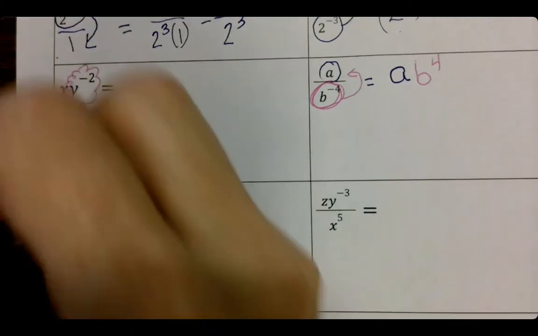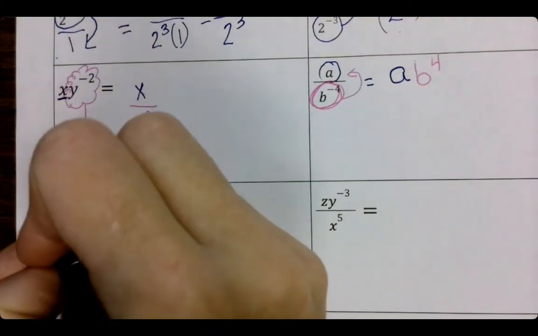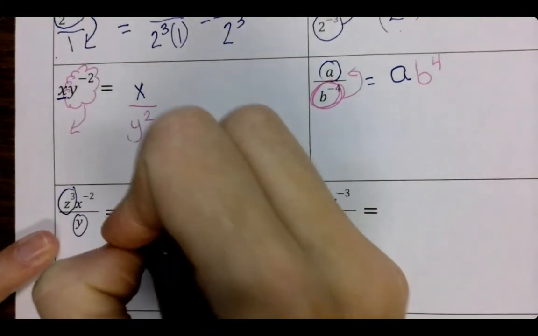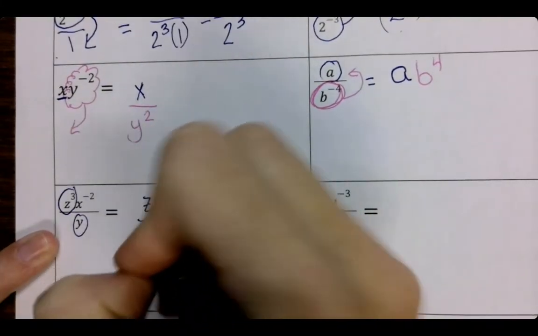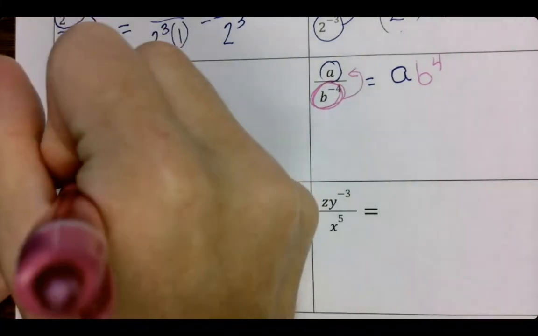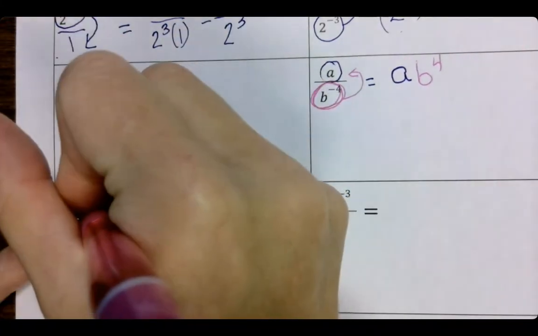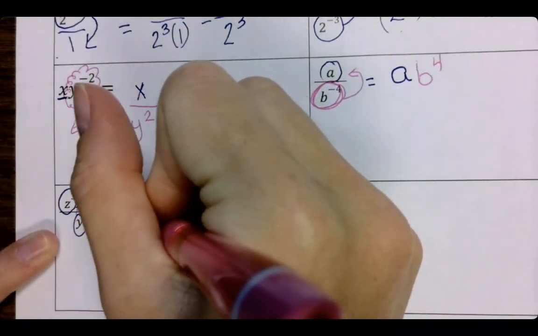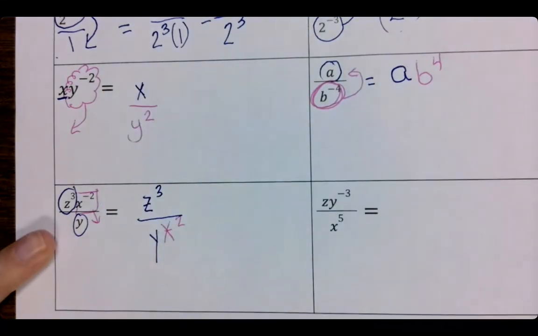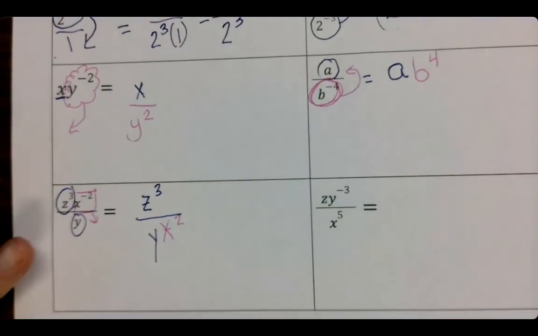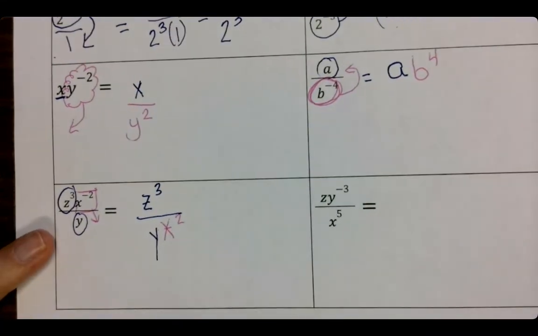Welcome back. So the z and the y should have stayed. Neither of those have negative exponents. But your x to the negative second should have gone to the bottom because it had a negative exponent. So that one got moved to the bottom, and now it's a positive x squared. Do the same thing with the last one.